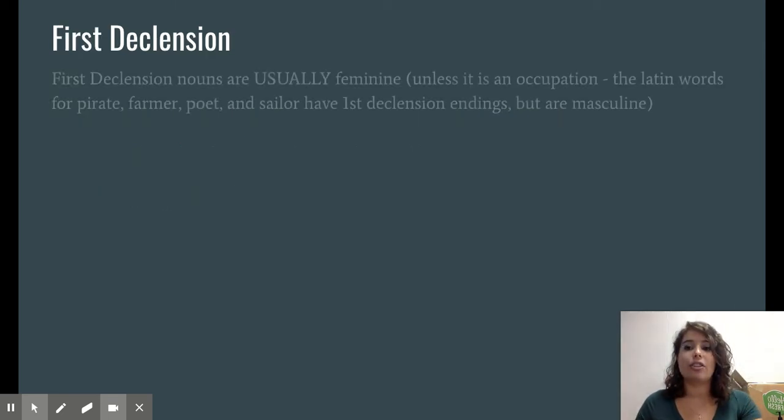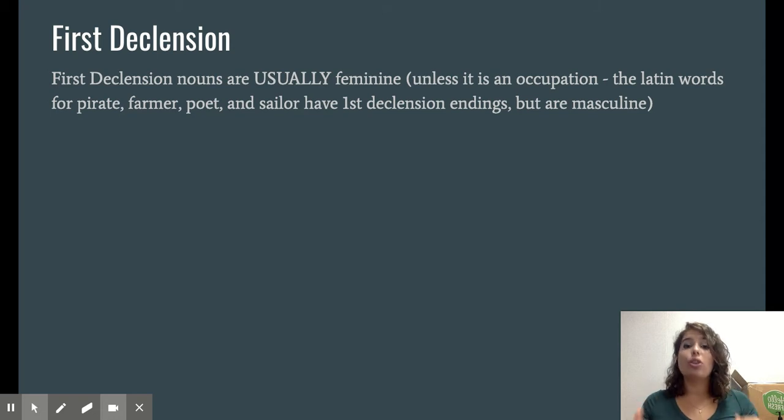So first declension nouns are usually, and by usually I mean almost always, feminine. Again, remember this is a grammatical gender. It doesn't necessarily mean that the words are girls, right? There are objects in Latin that are feminine. So it's just a grammatical thing.